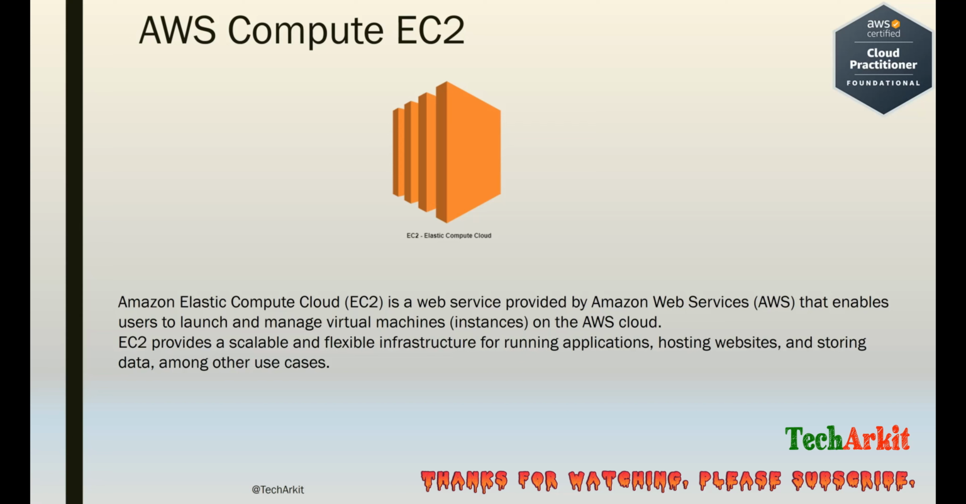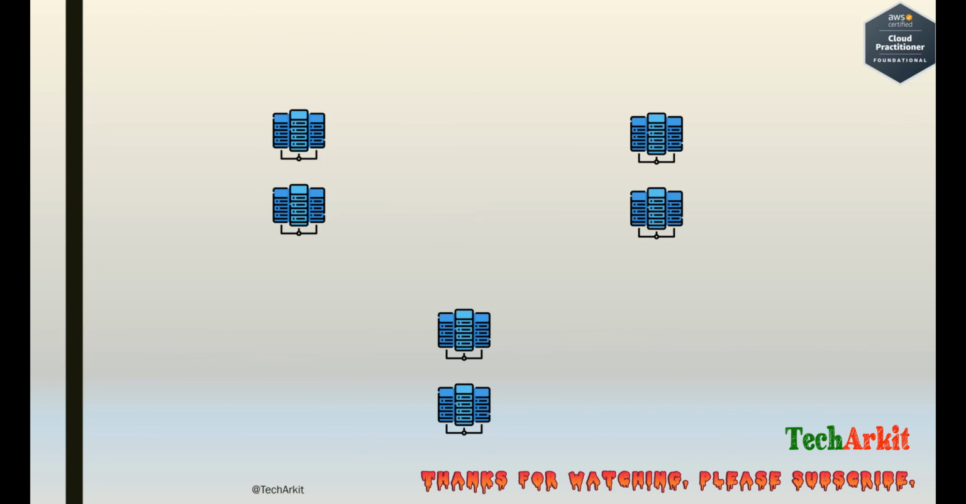EC2 provides a scalable, flexible infrastructure for running applications. You can scale up and scale down based on the requirement, which is why it is called Elastic Compute Cloud. The infrastructure can run applications, host websites, and store data, among other use cases. You can use this EC2 instance as just a virtual machine, for any purpose.